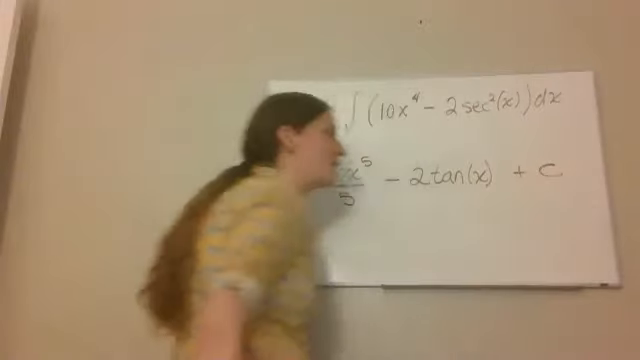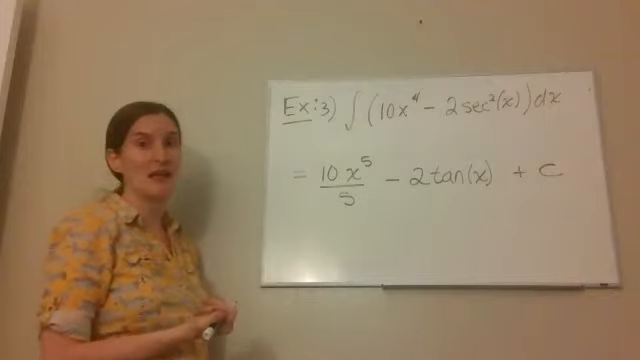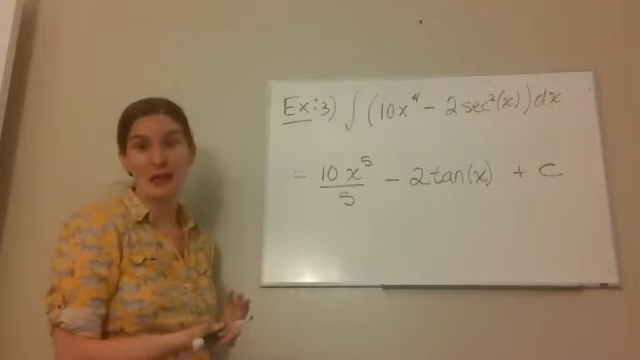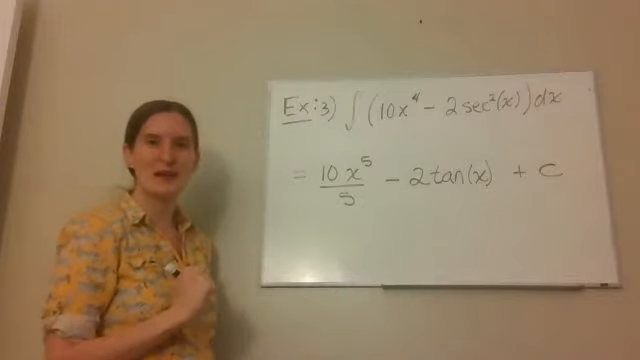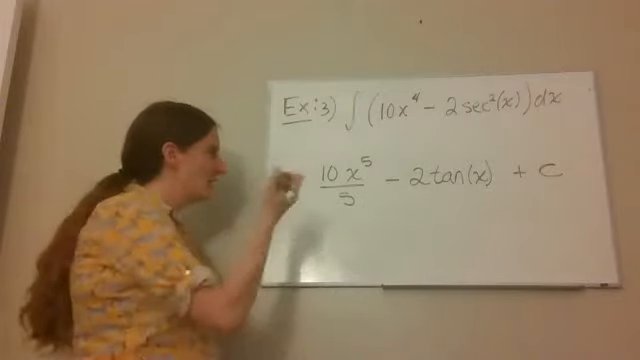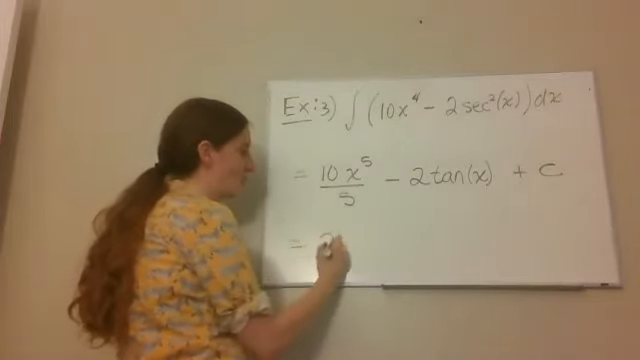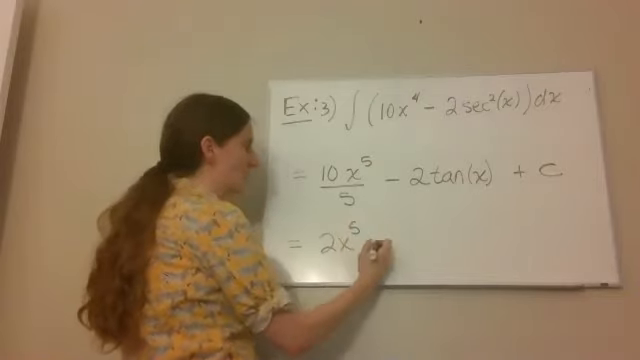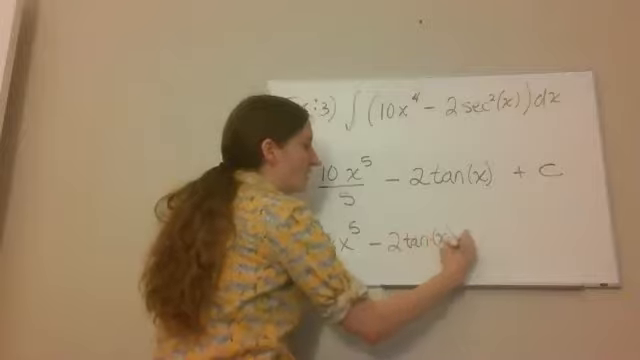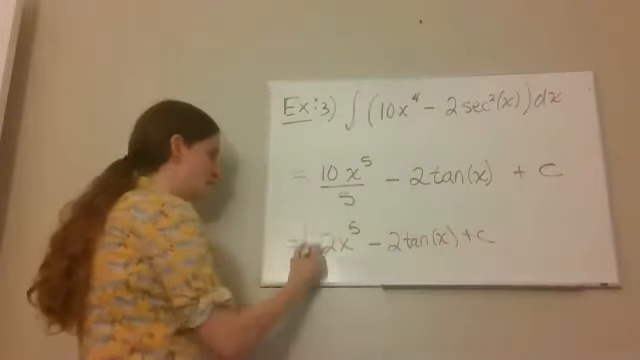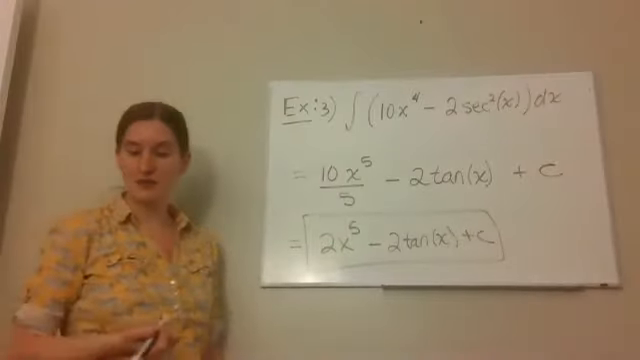We always have to have that constant at the end because this actually represents infinitely many answers, a family of functions, if you will. They're all the same type of function, they just differ by that constant at the end. And now let's just simplify the answer because it's not too bad to do. That 10 over 5 simplifies to 2. I get 2x to the 5th minus 2 tangent of x plus c as my integral or my antiderivative.